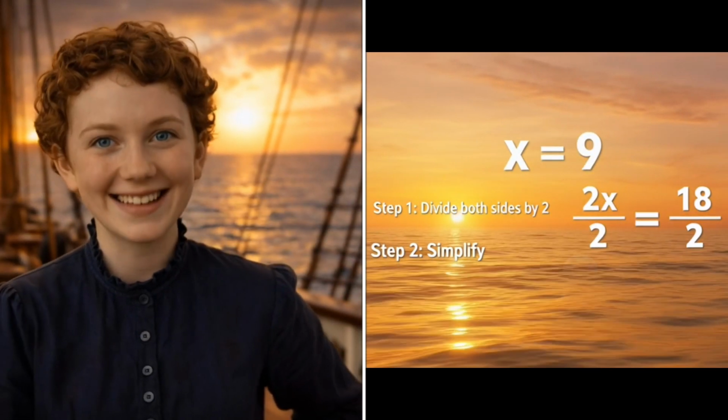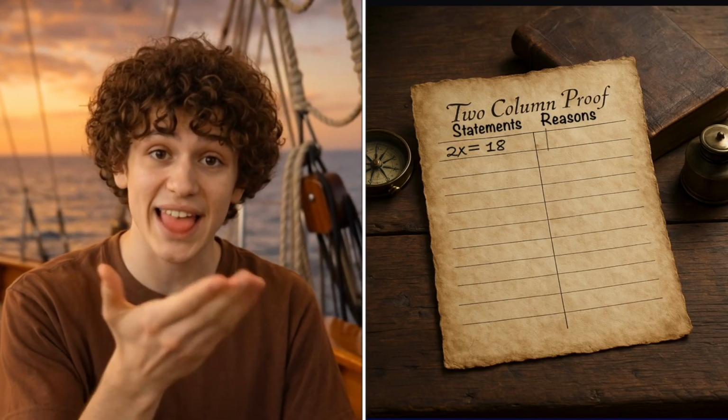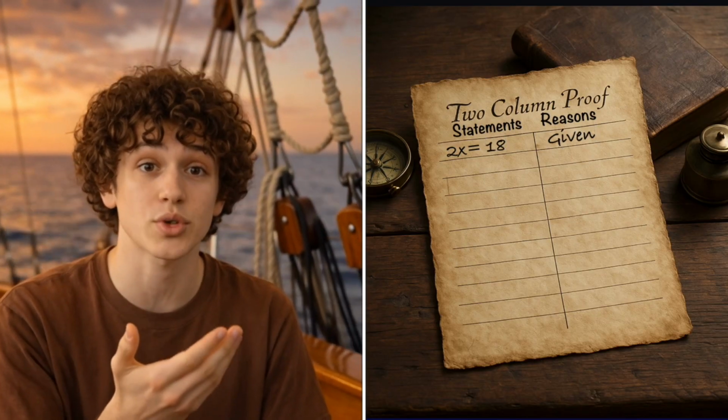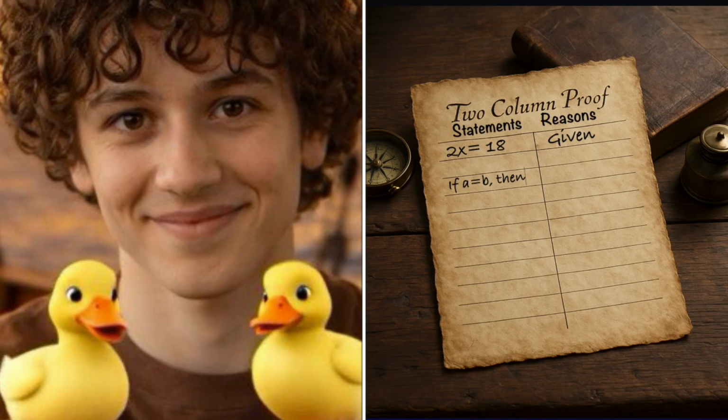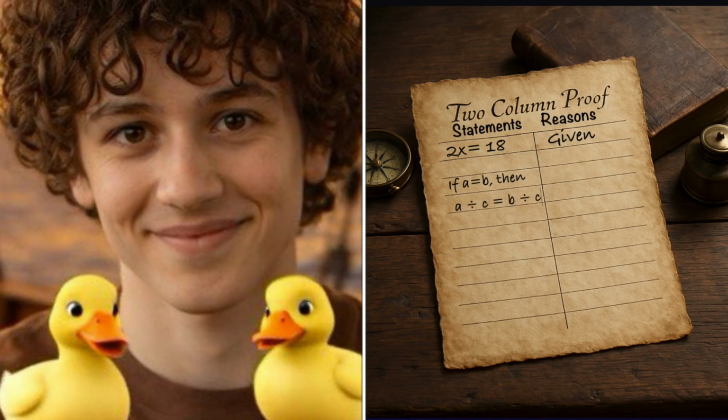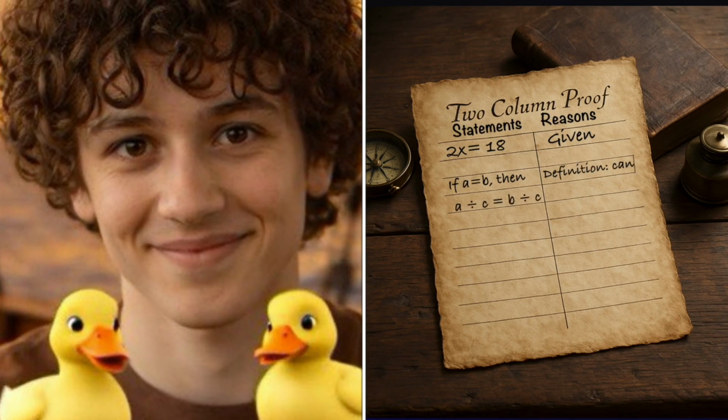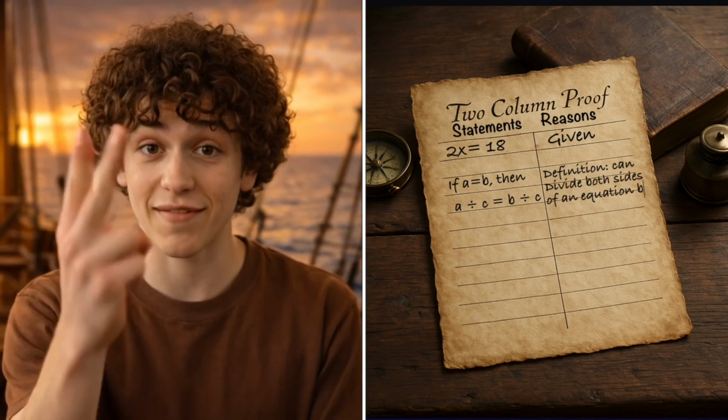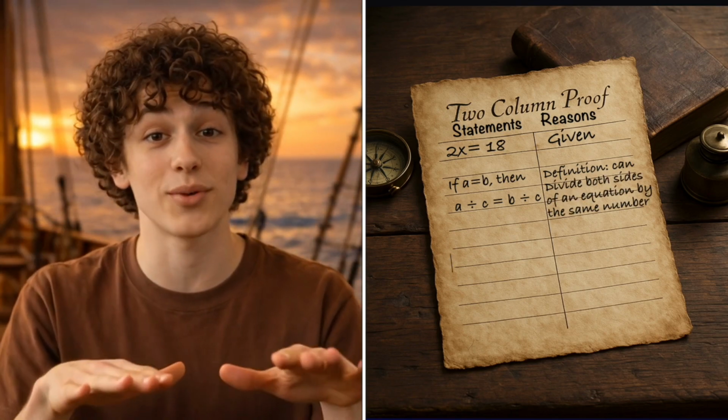X equals 9. Step 1. Given. 2x equals 18. Step 2. Write the conditional statement. If A equals B, then A divided by C equals B divided by C. Step 2. Definition. You can divide both sides of an equation by the same number.